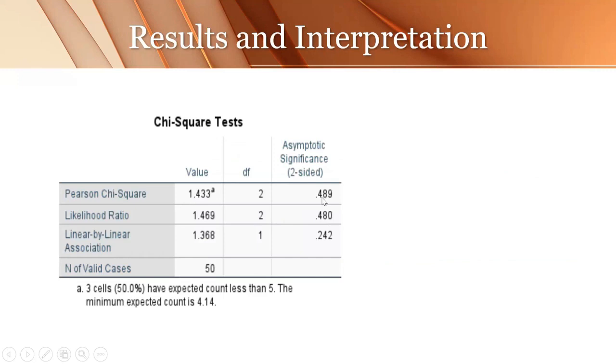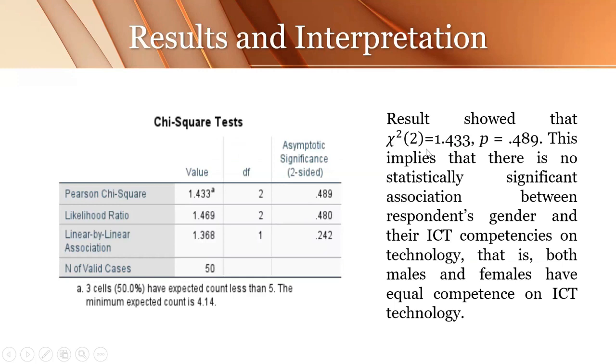Our p-value is greater than 0.05. Our p-value is greater, which means there is no statistically significant association between respondent gender and their ICT competencies on technology, right? That is, both males and females have equal competence on ICT technology.